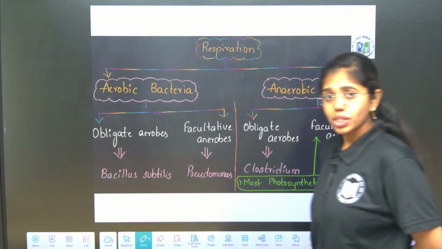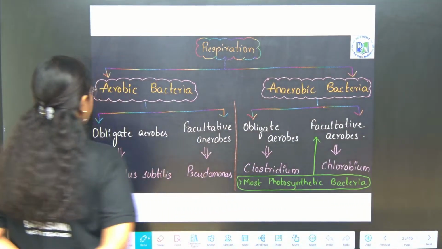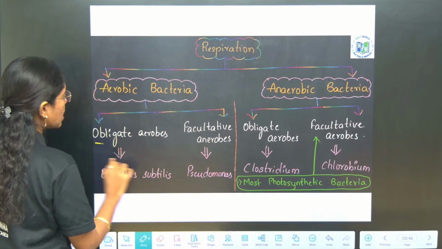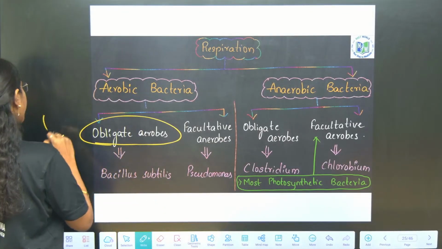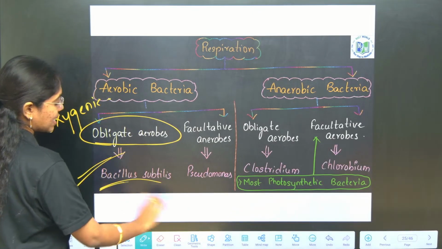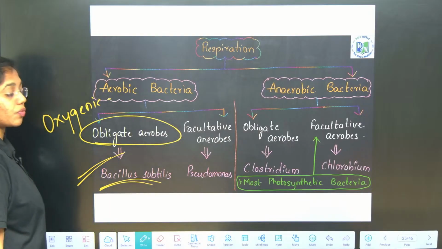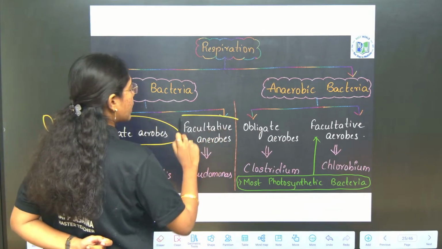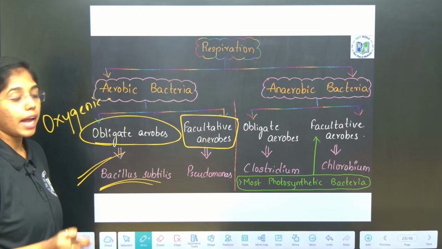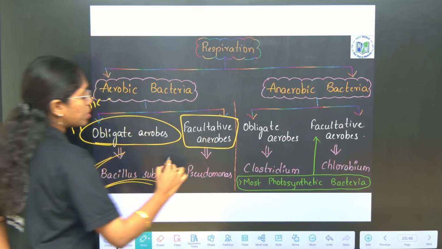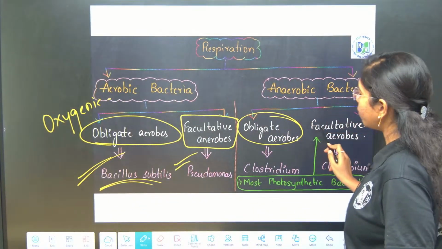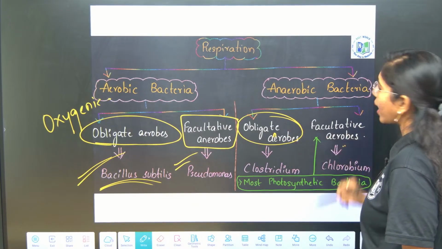Next, you see respiration, as we have discussed, aerobic and anaerobic respiration. First, aerobic respiration, obligate aerobes. Obligate aerobes means they respire only in complete oxygenic conditions. Examples, Bacillus subtilis. Facultative anaerobes. Facultative anaerobes means what? Those bacteria which are mostly aerobic, but at some times they act as anaerobes in the absence of oxygen. Examples, Pseudomonas. In the same way, there are obligate anaerobes and facultative aerobes.